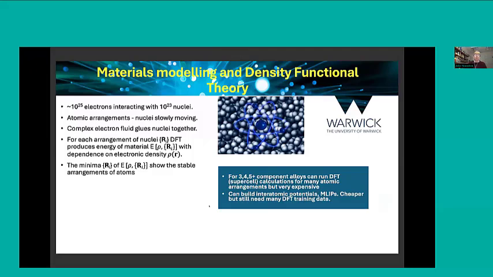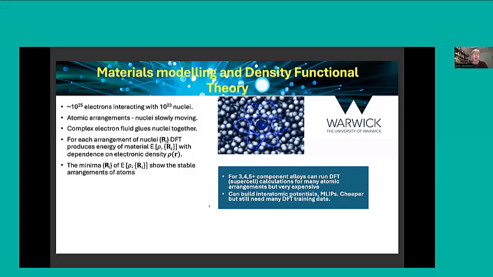Okay, so clearly, given the numbers of elements that are around, the number of possible arrangements, the modeling challenges are quite significant, especially if you're trying to do this from a kind of bottom level up. So you're looking in terms of modeling, seeing how the electrons behave and the nuclei. So we've got septillions of electrons in principle interacting with many, many nuclei.